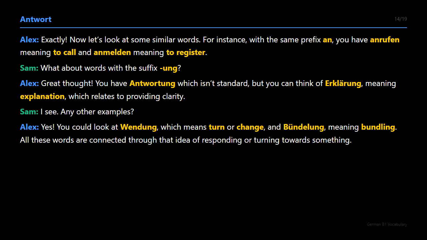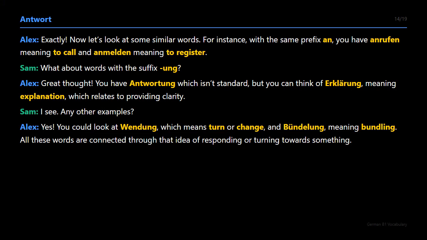Now let's look at some similar words. For instance, with the same prefix, you have anrufen, meaning to call, and anmelden, meaning to register.